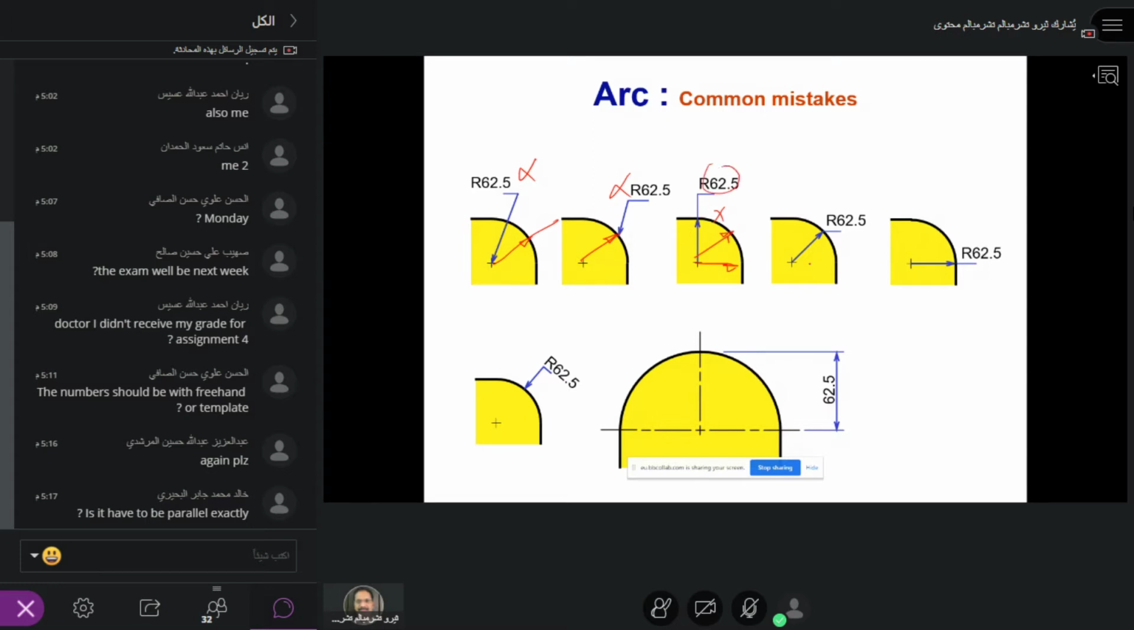This is also wrong, and see this one here, it's too close. It should be somewhere like this. So this is wrong. This is also wrong, and this is also wrong because it should always be on the concave side. And this is totally wrong. This is not 62.5. You can take it there, and that way you can make it. This is the radius 62.5. This is totally wrong.